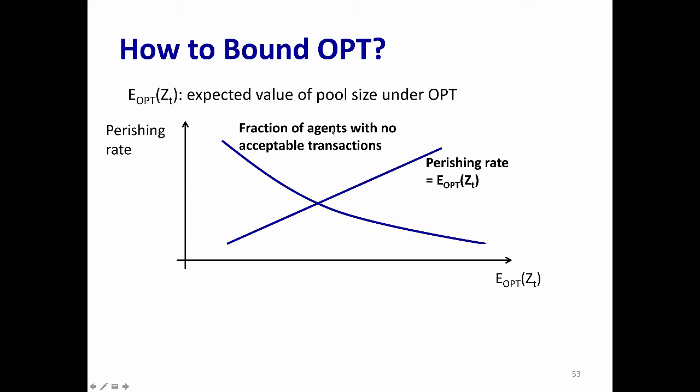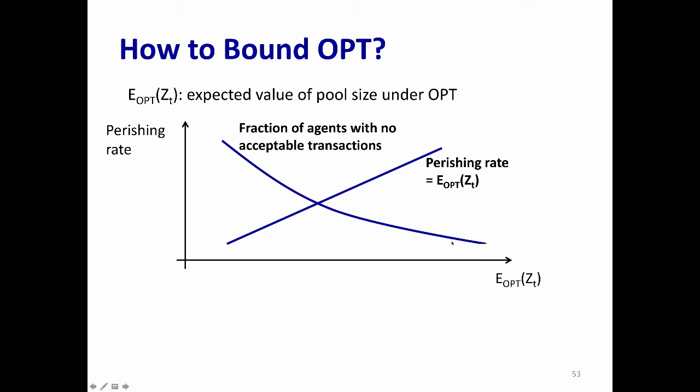Now there might be some other agents who perish, but that's something which gives me a lower bound for the perishing rate. And this fraction is definitely decreasing in this expected pool size. Why? Because if the expected pool size is very, very large, if it's infinity, then well, all agents are gonna find at least one acceptable transaction with probability very close to 1, so this fraction is very, very close to 0. And if expected pool size is very, very small, say it's 0, then none of the agents are gonna find any acceptable transactions. So this fraction is going to be very, very close to 1. As a result, this is a decreasing function of the pool size.